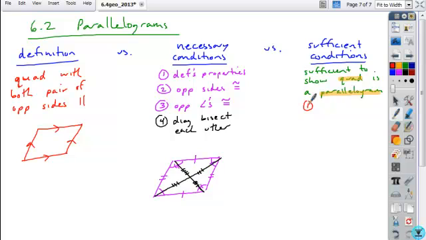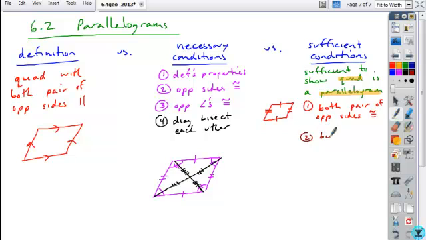Right? If you have both pairs of opposite sides congruent, okay, so that alone, if you have a quadrilateral in which both pairs of opposite sides are congruent, you know for a fact that it has to be a parallelogram. Okay, so again, as long as you have this relationship, it's guaranteed to be a parallelogram. Okay, and each of these sufficient conditions is unique. They don't all have to be true. As long as you have one of them true, then the figure is a parallelogram.